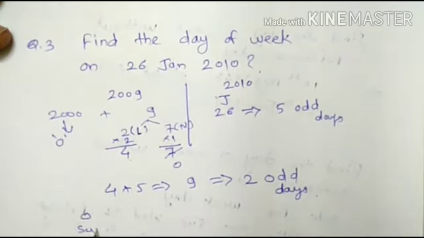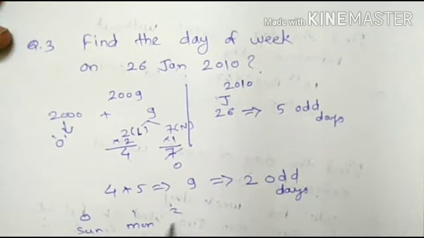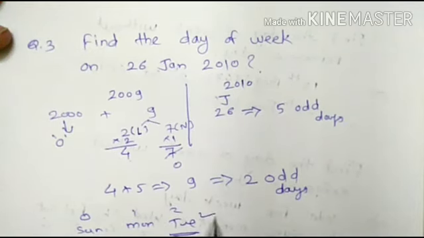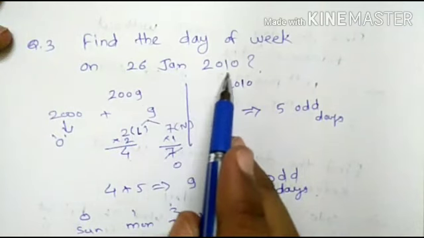0 is for Sunday, 1 is for Monday, and 2 is for Tuesday. So the day on 26th January 2010 is Tuesday.